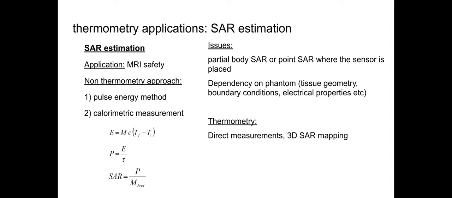And the second method, which is more similar to thermometry, is to perform calorimetric measurements, where people record the temperature increment over time, multiply by specific heat and mass of the phantom, average over time to find power, and then divide it by mass to find SAR. The issue with those two methods is that they only give partial body SAR, or a point SAR where the sensor is placed, for the calorimetric measurements. It also depends hugely on the phantom, including tissue geometry, boundary conditions, electrical properties, et cetera. So thermometry would come in very handy in this case because it can produce direct real-time measurements and map out SAR in a 3D manner.